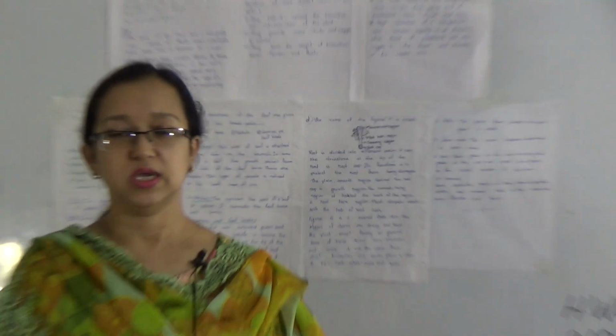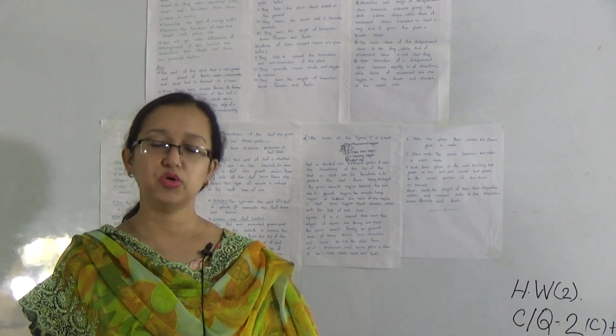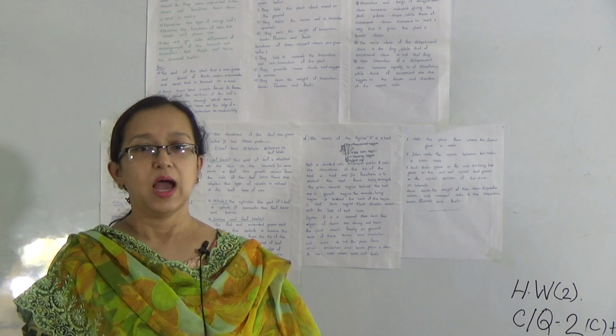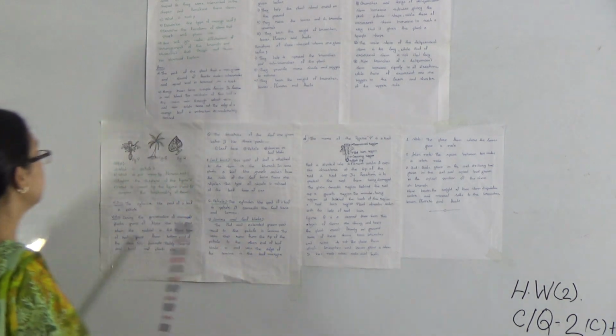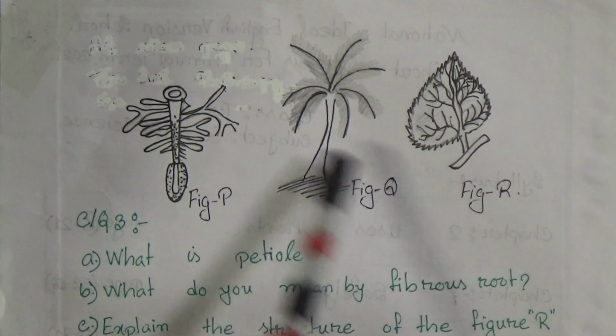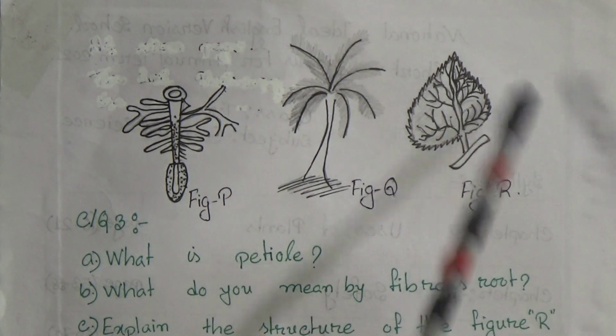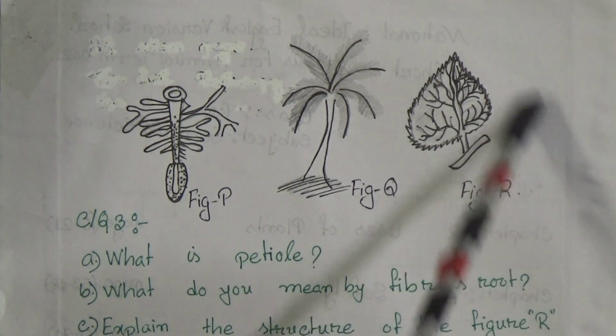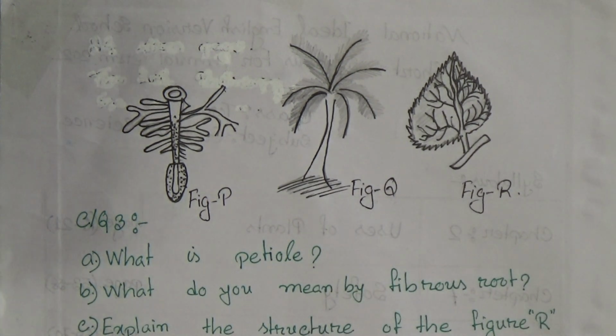And now we read the question 3. This question is not from your book exercise, it is an extra question. And now let's start the question. Here are 3 figures. Figure number P, Q and R. In figure number P you see root, in figure number Q you see the stem of a coconut tree, and in figure number R you see the leaf of a tree.